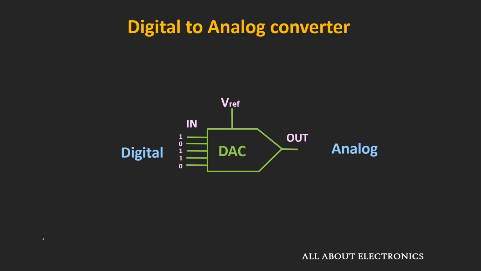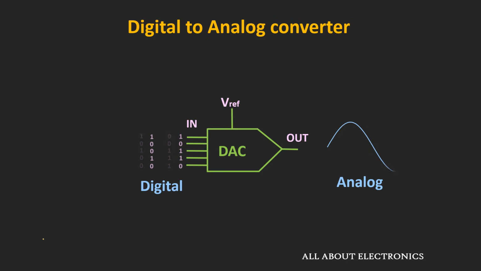And apart from this input and output, the reference voltage is also applied to this DAC. So in some DACs, this reference voltage is generated internally, while in some DACs it is applied externally. This reference voltage decides what is the maximum output voltage which is possible for the given DAC. Now here, for the particular digital code, we will get the fixed analog output.